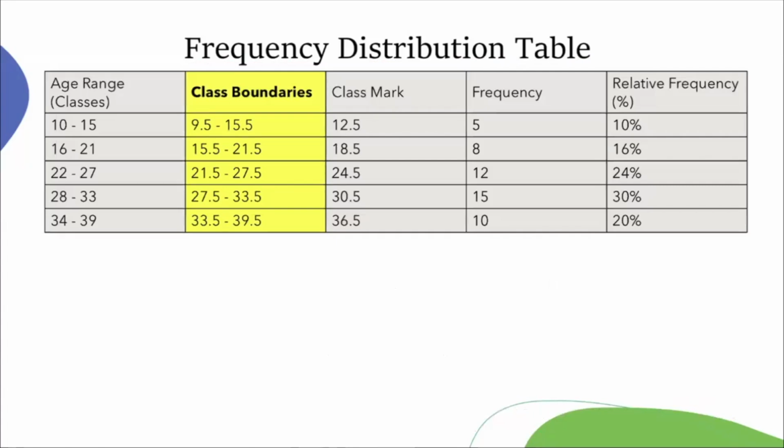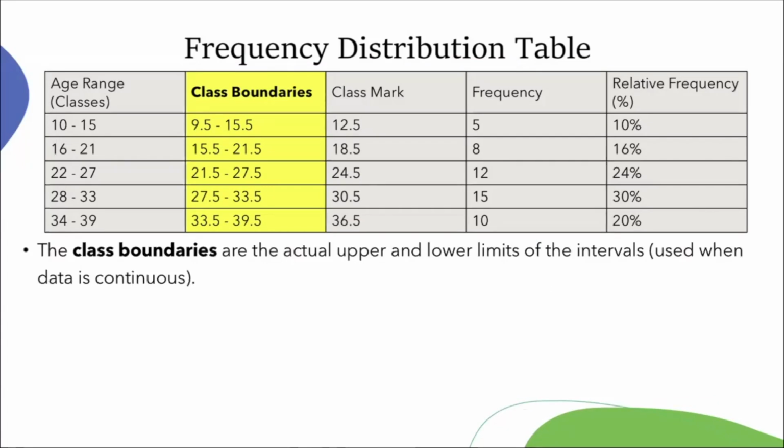The next column, called class boundaries, are the actual upper and lower limits of the intervals, which is used when the data is continuous. So note that the classes column, these values, 15 and then following 15, the number 16, those are discrete quantities. And look, 21 to 22. That's a discrete jump. It's a gap between those two values. Whereas class boundaries, there is no gap.